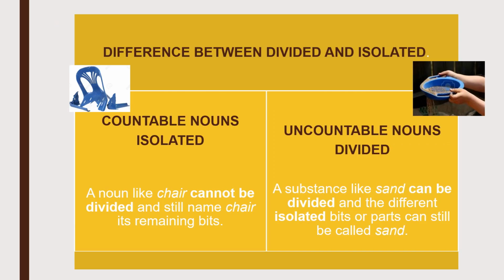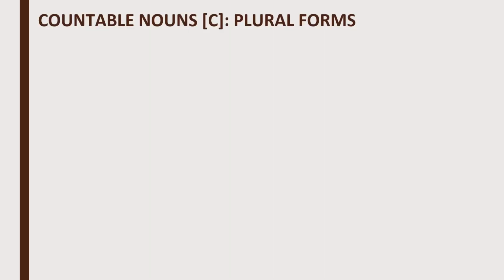As stated before, there is a very important difference between countable and uncountable nouns. While countable nouns can be isolated, uncountable nouns can only be divided. So if, for instance, we take a noun like chair, we cannot divide a chair and call its remaining bits or parts chair. Only the whole object can receive that name. On the contrary, a substance like sand can be divided, and all the different isolated parts can still be called sand.